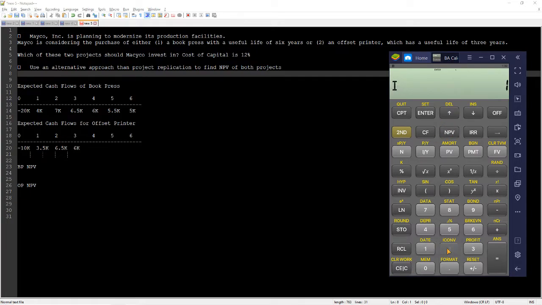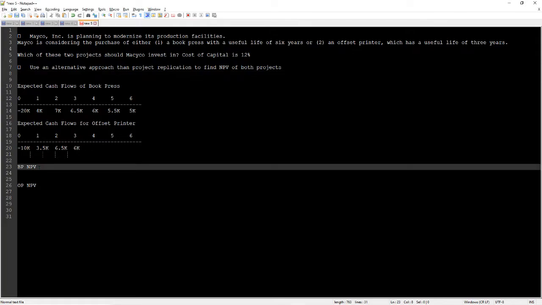NPV, and the cost of capital is 12, so don't worry about that. Compute. 3,245. Okay, so that's the same old that we always did.